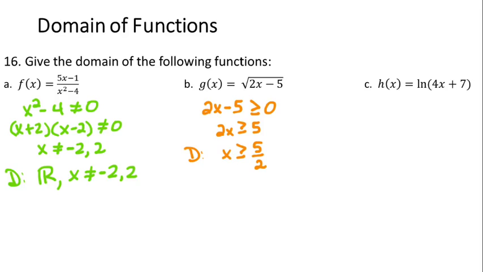For the last one here, we've got a log function. And with logs, we can only log positive values. You cannot take the log of a negative value. You cannot take the log of 0. And so this one is going to be similar to our square root example, in that we're going to write 4x plus 7 greater than 0, but we're not going to include the or equal to, because you cannot take the log of 0. I'm going to isolate the x. 4x is greater than negative 7, and then dividing by 4, x is greater than negative 7 over 4. And that would be our domain for this function.